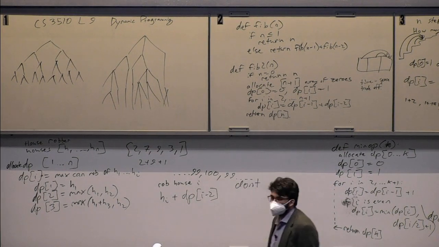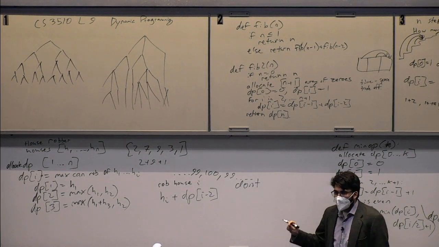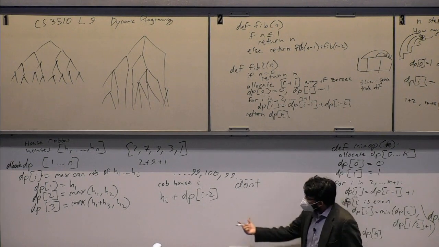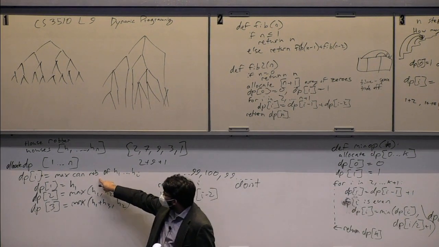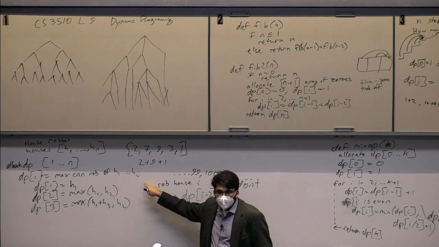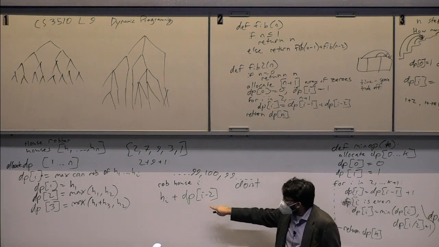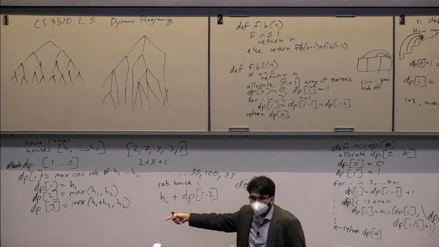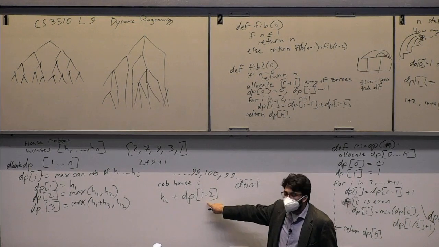Do we agree? This is the part where the answer is stored. DP of i minus 2 is what? The max you can rob from H1 to i minus 2. So instead of thinking about this as more maxes of sums of something, that's the answer that's going to be stored for you.